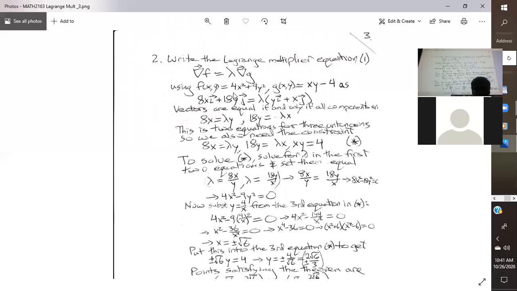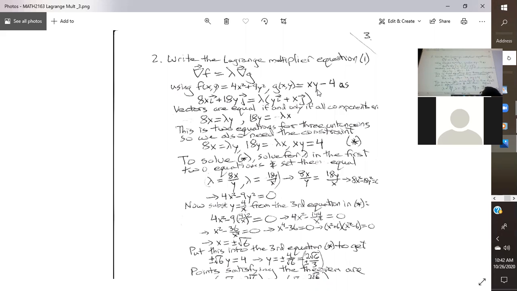Now, having written this as a Lagrange multiplier problem, minimize this function subject to this constraint, I take the gradient of the surface function, 4x squared plus 9y squared, and set it equal to a multiplier lambda times the gradient of the constraint function, xy minus 4. So for the gradient of f, I take the derivative of 4x squared plus 9y squared: I get 8x for the partial with respect to x, that multiplies i, plus the partial with respect to y, which is 18y, and so I've got 8x i plus 18y j as the gradient of f.